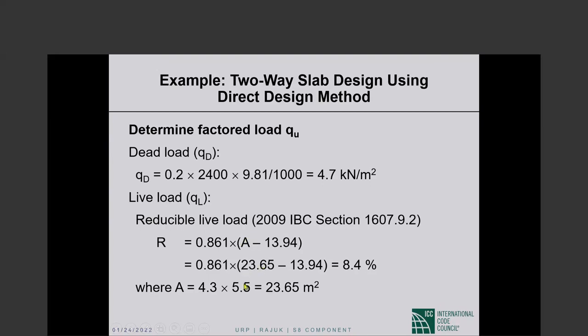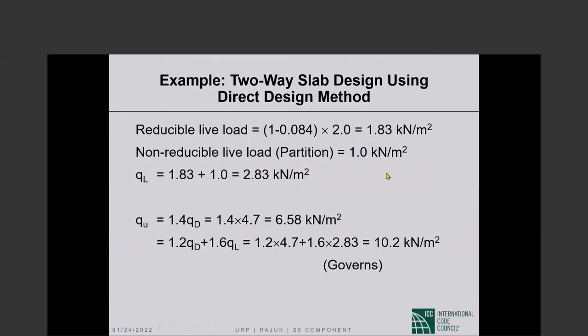Here is the calculation. 4.3 times 5.5 is 23.65 square meters. So 8.4% reduction. That brings the 2 kilonewton per square meter down to 1.83 kilonewton per square meter. Okay. Partition load 1 kilonewton per square meter, non-reducible. So total live load is the reduced 1.83 plus the unreduced 1.0 for a total of 2.83 kilonewton per square meter.